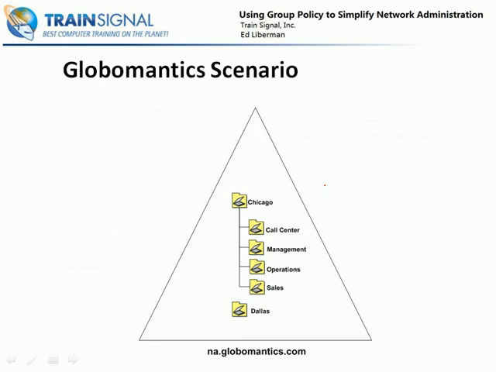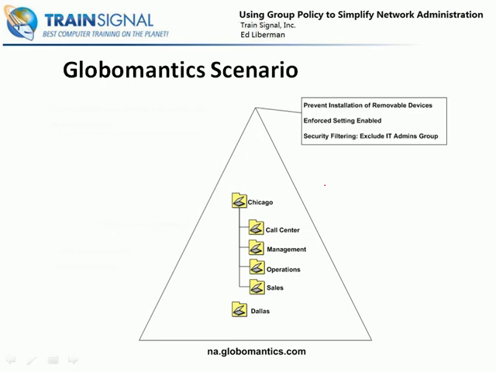So here is an example of our domain, and here's the OU structure. And here we're saying prevent the installation of removable devices, right? We have a GPO that's going to do that. Oh, this is another good idea. Enforced setting is enabled. Why? Well, because again, it said no one should be able to do this. You don't want somebody to be able to do it because some other container had another GPO that conflicted it or a block inheritance. We want to make sure that this affects everybody. But then we go ahead and put in a filter to exclude the IT admins group.